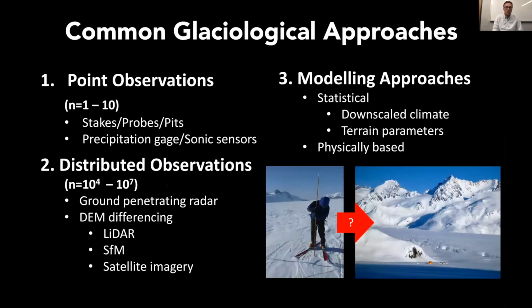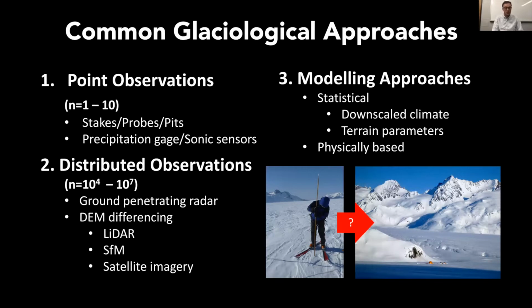So I just want to provide a high-level overview of a variety of different approaches that are currently utilized to measure seasonal snow on glaciers. Historically, and I'd say still used very extensively, are point observations. N equals 1 to maybe 10, or if you're really lucky, up to 30 point observations, whether those are from pits or probes or glacier mass balance stakes. Occasionally, some glaciers that are being monitored will have a nearby precipitation gauge or a sonic sensor. And I'll talk about those a little bit more.